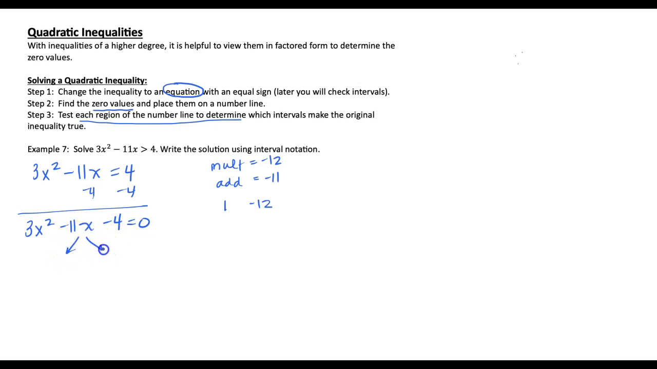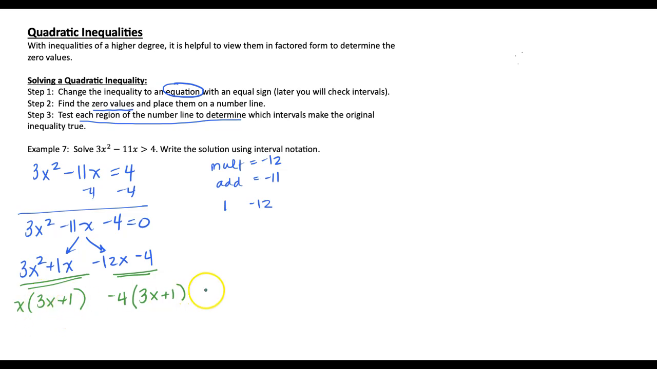So those important numbers replace our negative 11 in the middle with 1x and a negative 12x, leaving the 3x squared and the minus 4, and then we factor two terms at a time. Here we would factor out the common x, leaving 3x plus 1. And if we have chosen our special numbers correctly, then we should also be able to factor out a negative 4, and inside the parentheses we notice that it matches what we had before. So our common factor is now the 3x plus 1 that we factor to the front, and what it gets distributed to is the x minus 4. And that's our factored form.